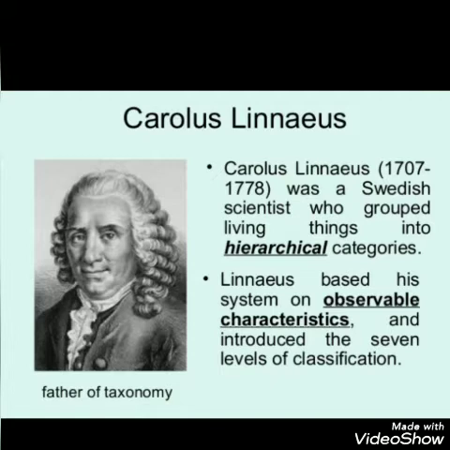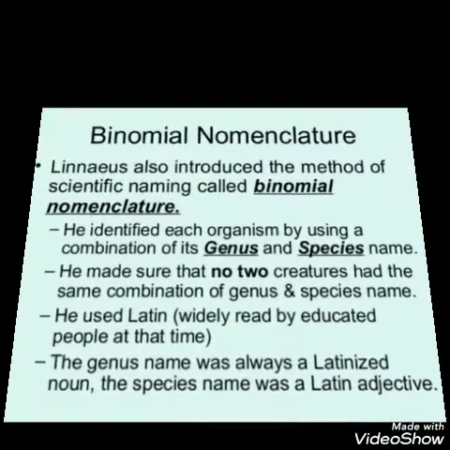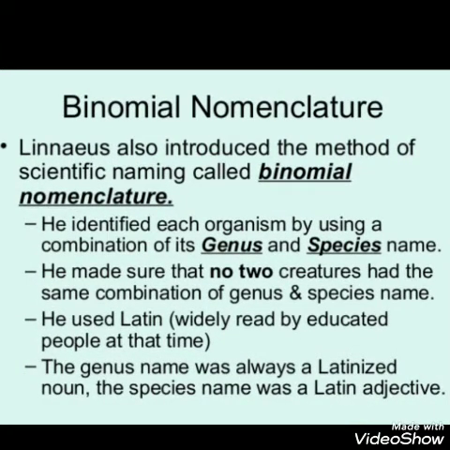Who found this out? Carolus Linnaeus, a Swedish scientist, who grouped living things into hierarchical categories. He is the first person who classified organisms into 7 levels of classification. He also introduced a method of naming. Linnaeus introduced a method called binomial nomenclature. We have to give 2 names for an organism: one is the genus name and another is the species name.